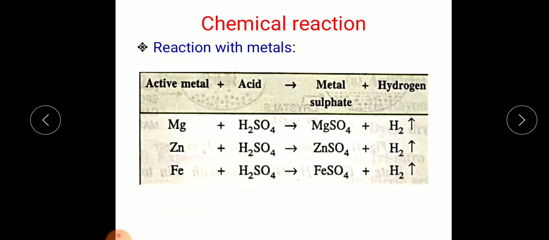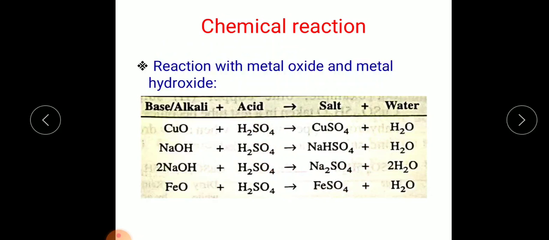Now we'll see the chemical reactions. The first reaction that we are going to see is reaction with metals. What happens when sulfuric acid reacts with metals? This is the general equation. When metal reacts with acid, it forms metal sulfate and hydrogen. For example, magnesium reacts with sulfuric acid to form magnesium sulfate and hydrogen. Zinc reacts with sulfuric acid to form zinc sulfate and hydrogen. Iron reacts with sulfuric acid to form ferrous sulfate and hydrogen. So you need to remember the general equation. These reactions you can understand.